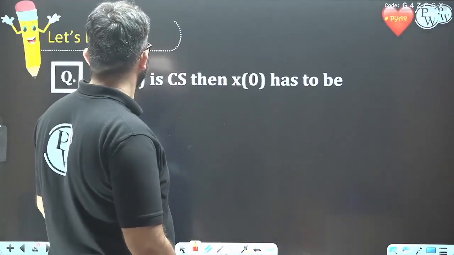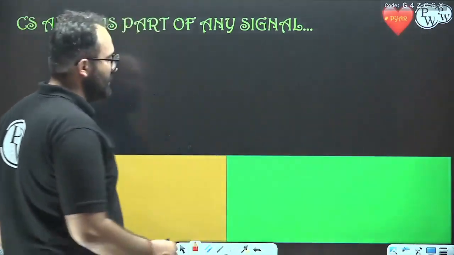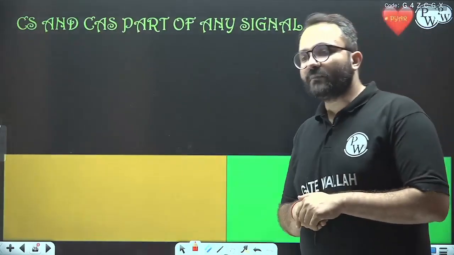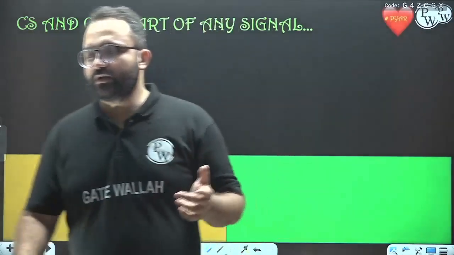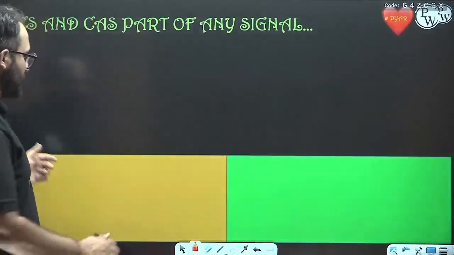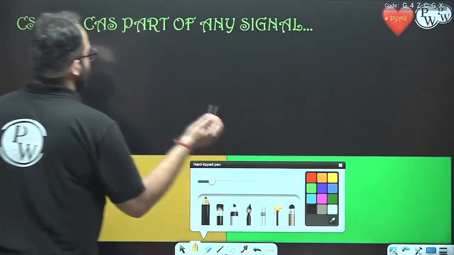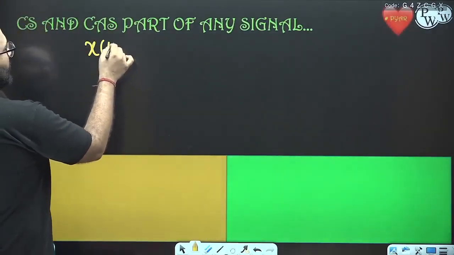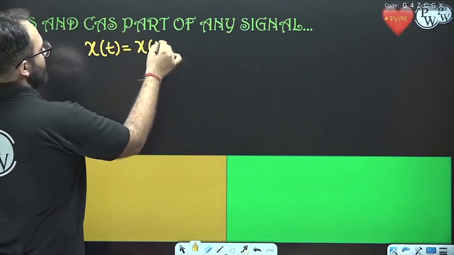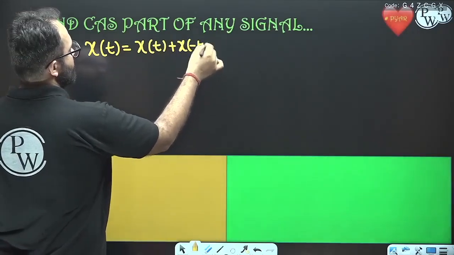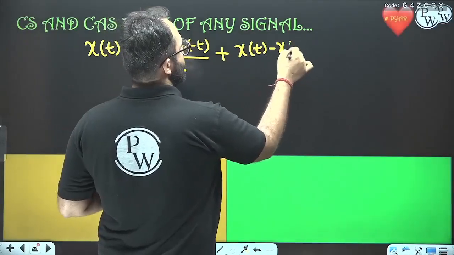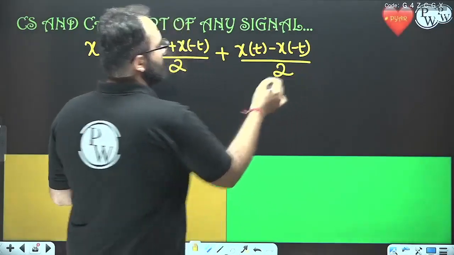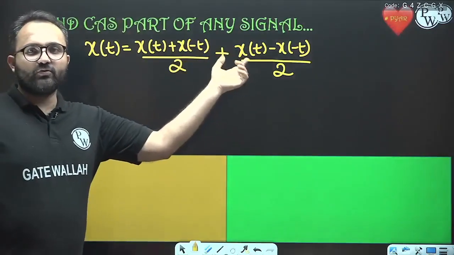Now, the conjugate symmetric and conjugate anti-symmetric part of the signal. As we have the even and odd part, similarly we have conjugate symmetric and conjugate anti-symmetric part for any signal. What are these? In exactly a similar way, x(t) is equal to, this was the even part and this was the odd part. You all remember the formula?